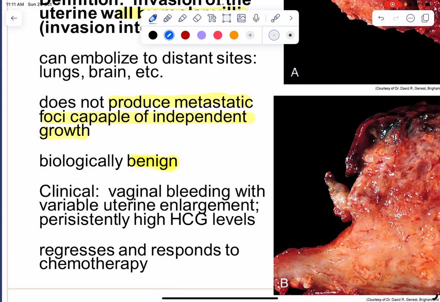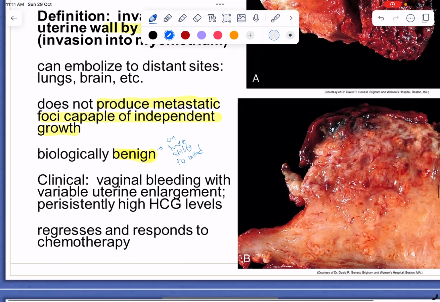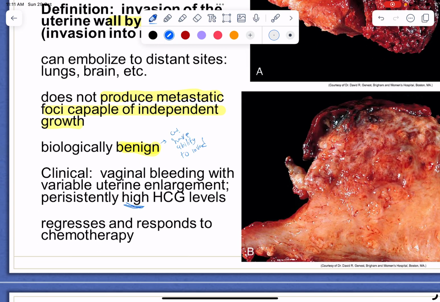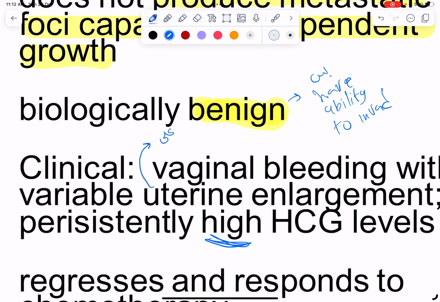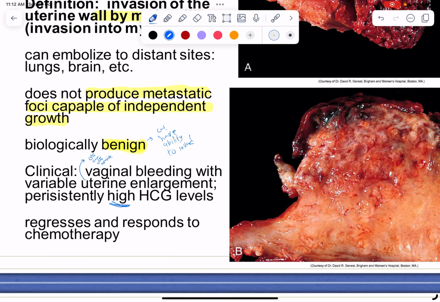Clinically, the patient comes complaining of vaginal bleeding with variable uterine enlargement. What is the meaning of variable uterine enlargement? It means where this mole infiltrates the myometrium, it becomes enlarged. And where there is no invasion, it will become normal. So there is a variable uterine enlargement. At an area where there is invasion, it will be enlarged. At an area where it does not invade, it will be normal. Okay, so this is a variable uterine enlargement.